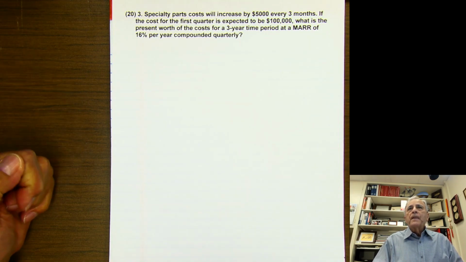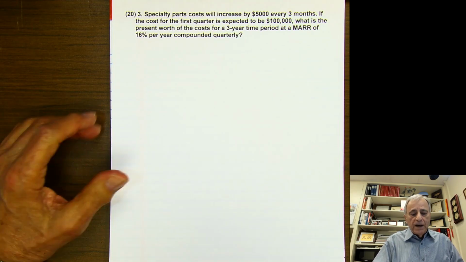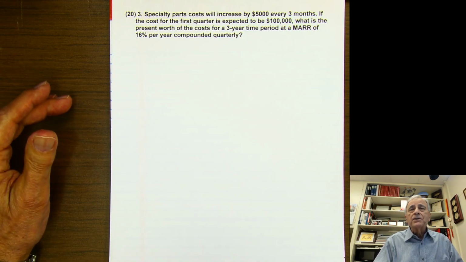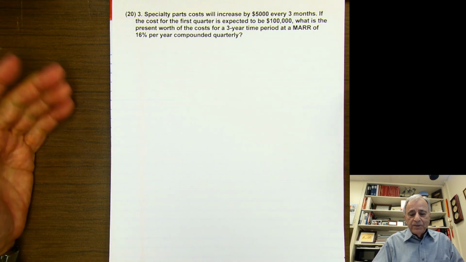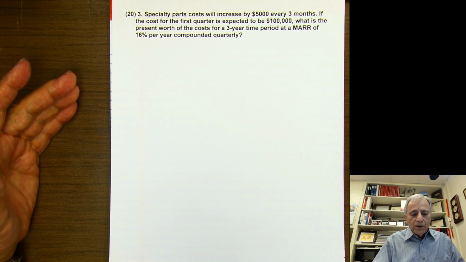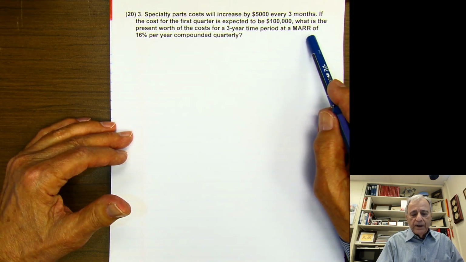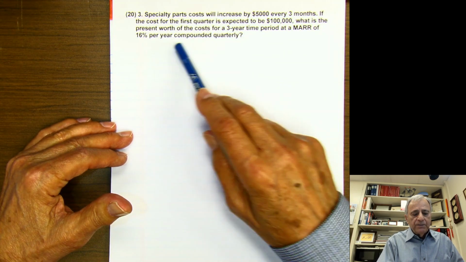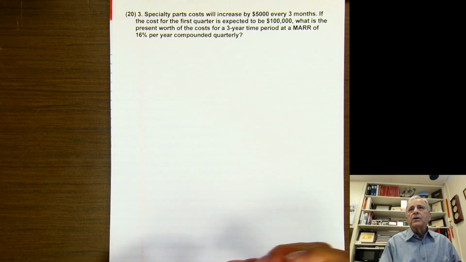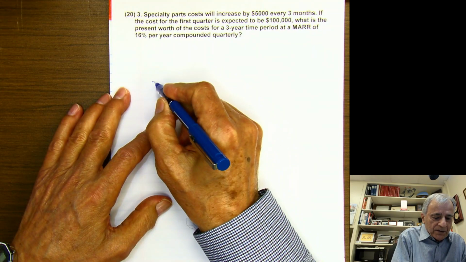If the cost for the first quarter is expected to be $100,000, now we know an arithmetic gradient series must start at 0, so this must be some sort of a combined series, but I'll read on. What is the present worth of the cost for a 3-year time period at a MAR of 16% per year compounded quarterly? So again, I'm going to start by drawing a cash flow diagram. So I get everything straight.